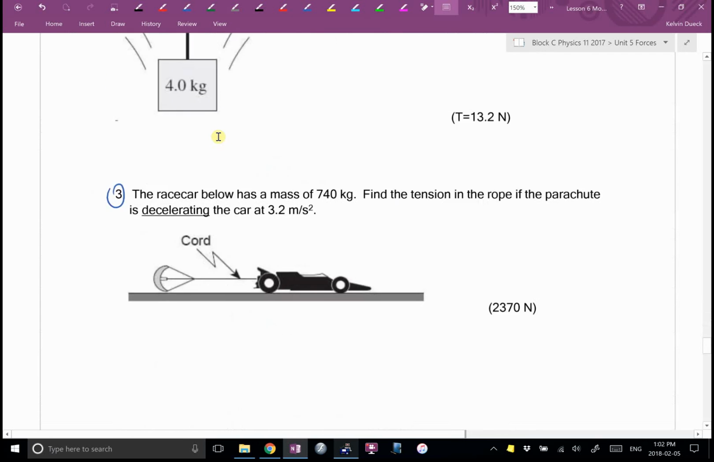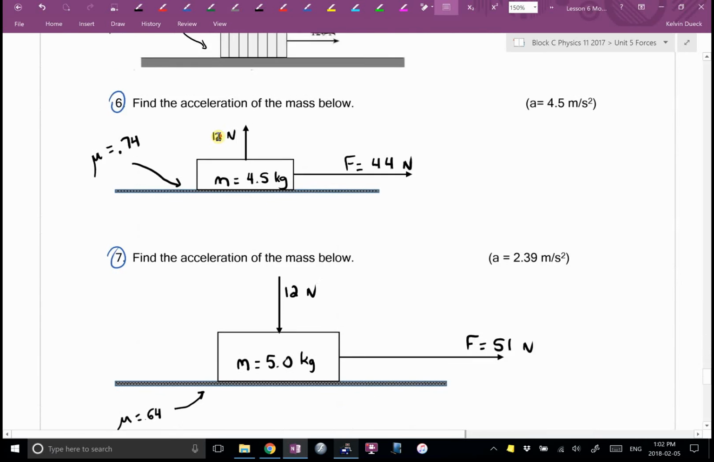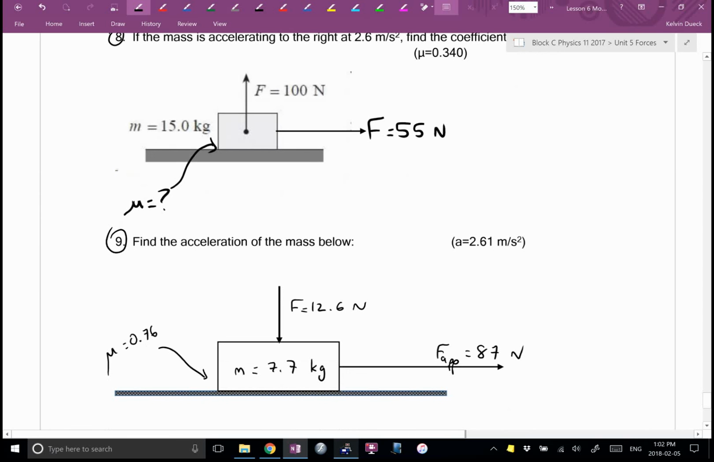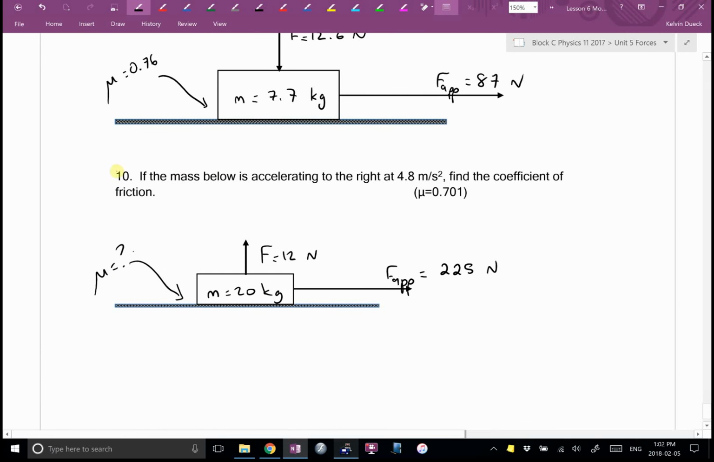So, I already assigned 1, 2, 3, 4, 5, 6, and 7. We can also handle number 8. Number 9. Emma, in both 8 and 9, can you see there's an extra vertical force? I'm telling you right now, Tristan, the normal force is not going to be mg. You're going to have to do some calculating off in the margin to get the normal force. And number 10, same dealio.